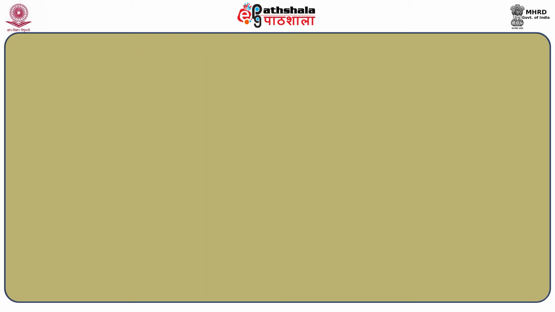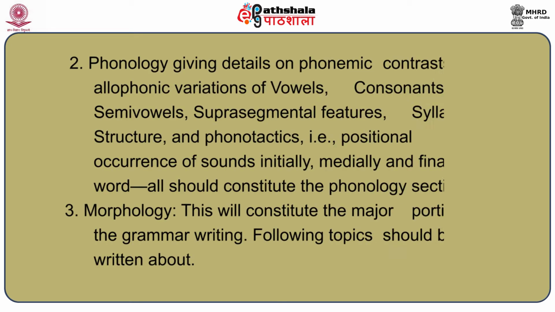The second chapter or the second division of your grammatical sketch should be of the sound system, which is known as phonology. This chapter will give details on phonemic contrast, allophonic variation, and free variation, and the phonotactics, that is, the initial, medial, and final occurrences of each sound unit in the language of vowels, consonants. Then it should be followed by syllabic structure, where you will be discussing the length of the syllable. You should also be discussing the consonant clusters that exist or don't exist in the language.